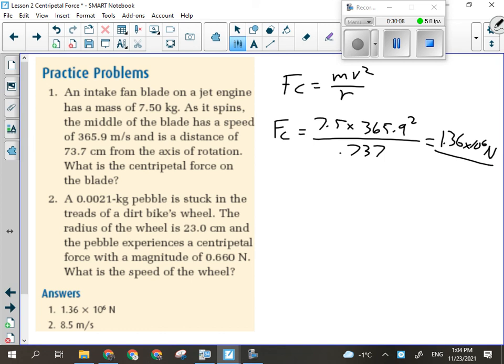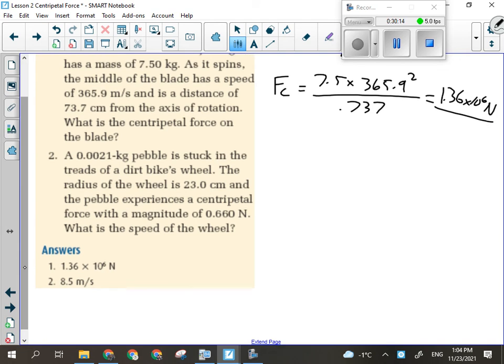How many people have done number 2? Let's have a look at 2 then. We know the mass of the pebble is 0.0021 kilograms, and we know that it's 23 centimeters from the hub of the wheel, so 0.23 meters, and we know that the centripetal force is 0.660 newtons. We're looking for V.